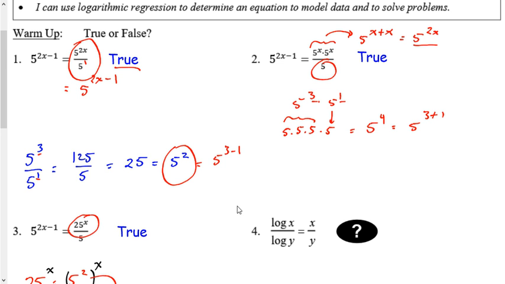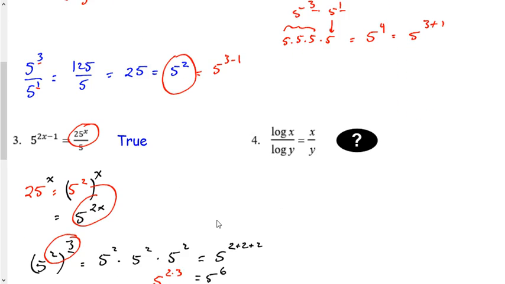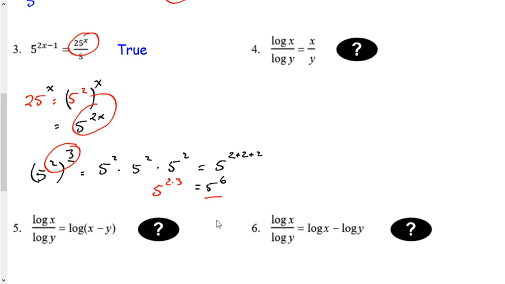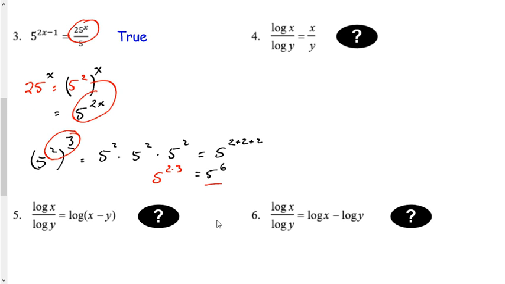Now let's look at these logarithmic equations. For number 4, I hope you said this was a false statement. And it's false because whoever imagined that this would be true thought of this logarithm as being multiplied to the x.